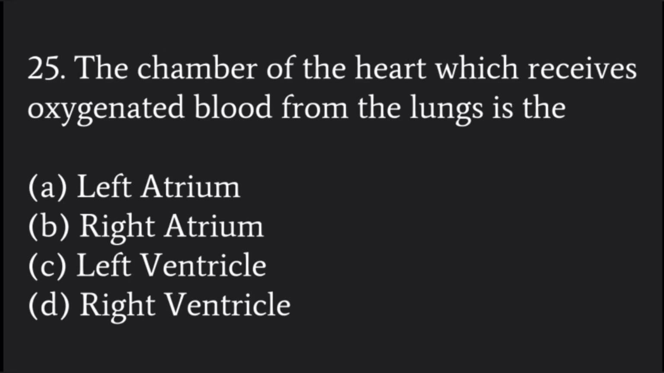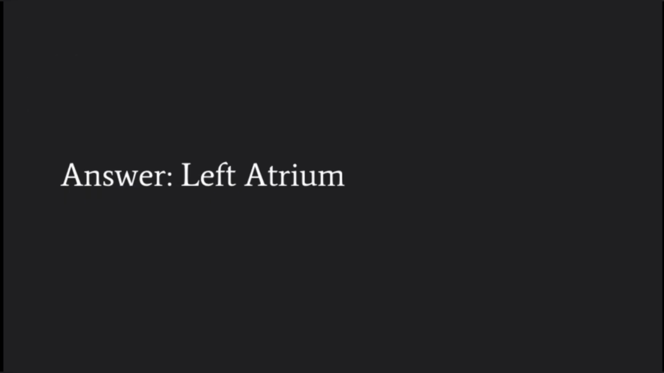Exchange of gases takes place in kidney, lungs, liver, or heart. See, lungs. The chamber of the heart which receives oxygenated blood from the lungs is left atrium, right atrium, left ventricle, or right ventricle. The chamber of the heart which receives oxygenated blood from the lung is the left atrium. It receives the oxygenated blood first from the lungs.